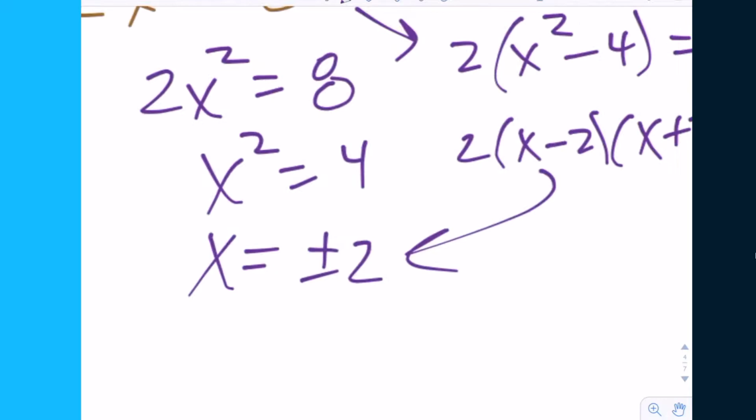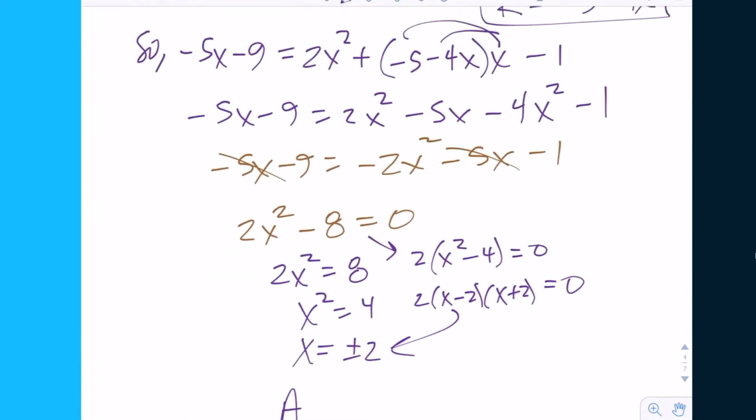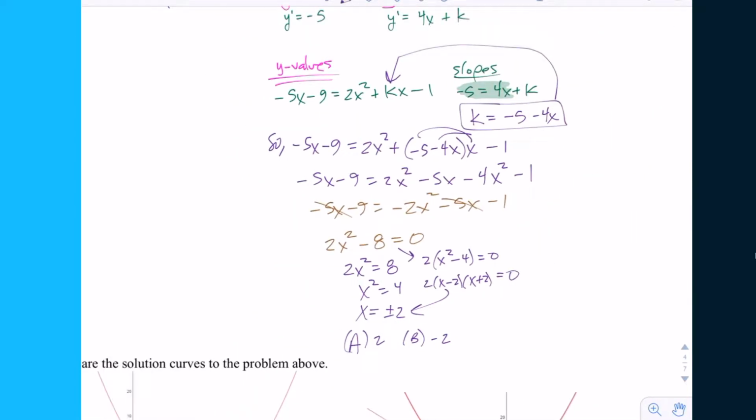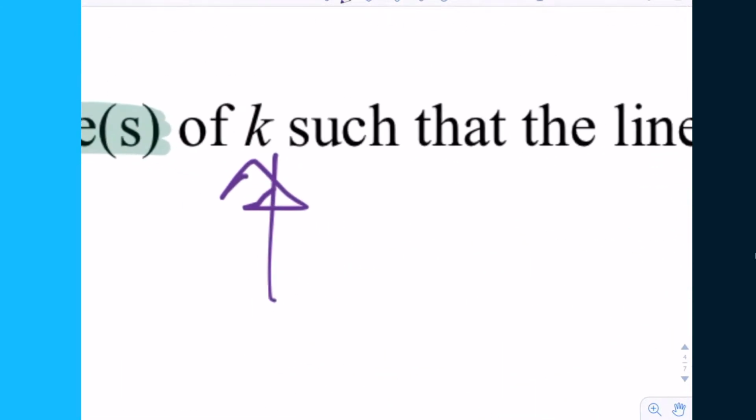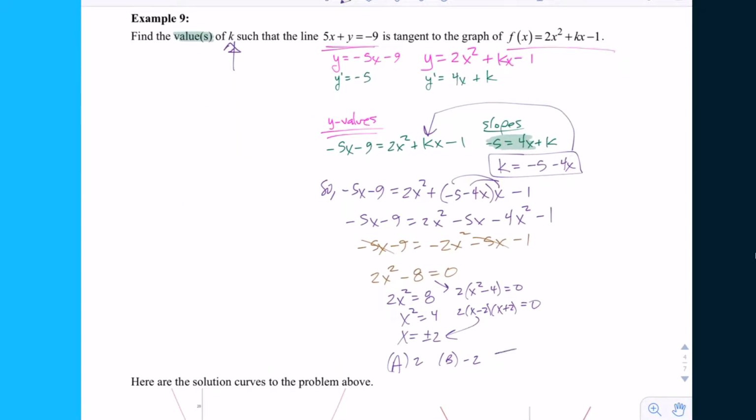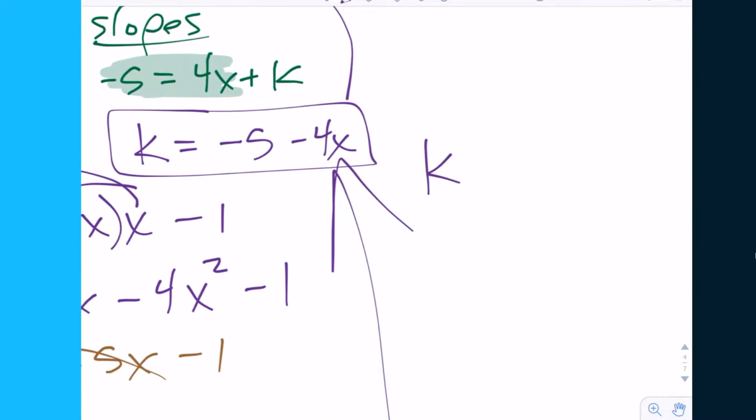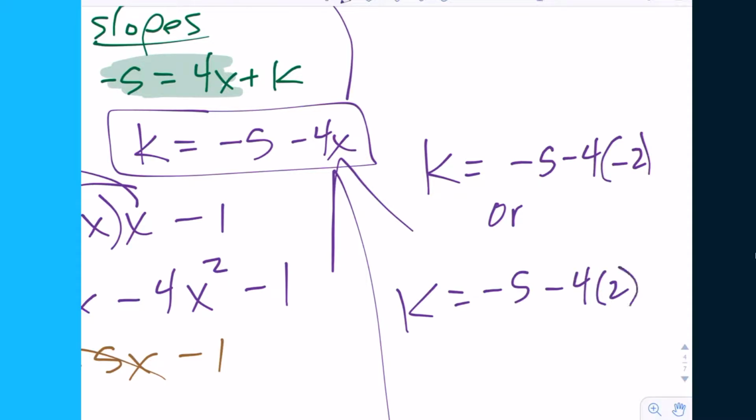Okay, so guess what? If this were a test question, answer choice A might be positive 2, answer choice B might be negative 2. Are either one of those necessarily our answer? Nope, because we were interested in k. So this is where substitution is kind of nice. Substitution is already set up then to find that other variable with an explicit equation. So k equals either negative 5 minus 4 times negative 2, or k would equal negative 5 minus 4 times positive 2. So let's see what that gives us.